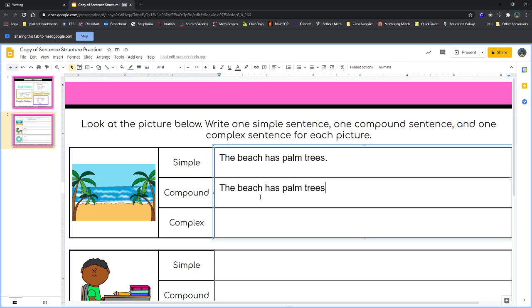So the beach has palm trees, comma, and it has water and sand, period. So there we have a compound sentence. Now we're not just saying one thing about the beach, we're saying 2 things. Number 1, it's got palm trees. Number 2, it has the sand and the water.